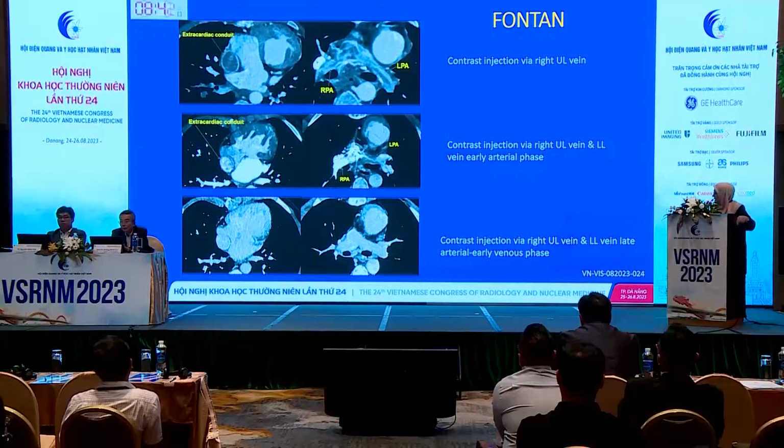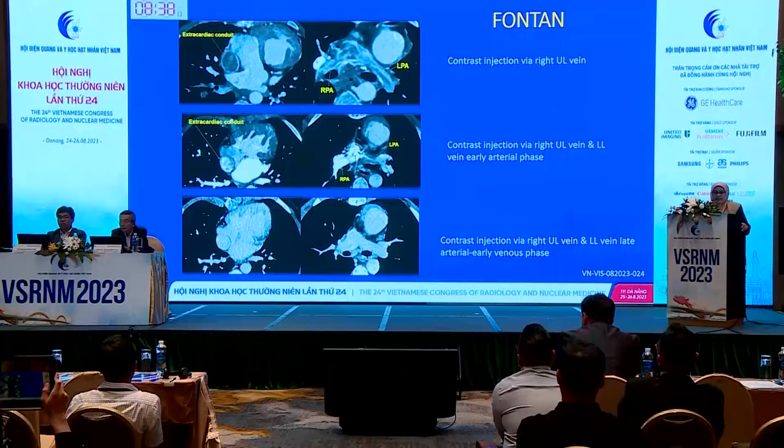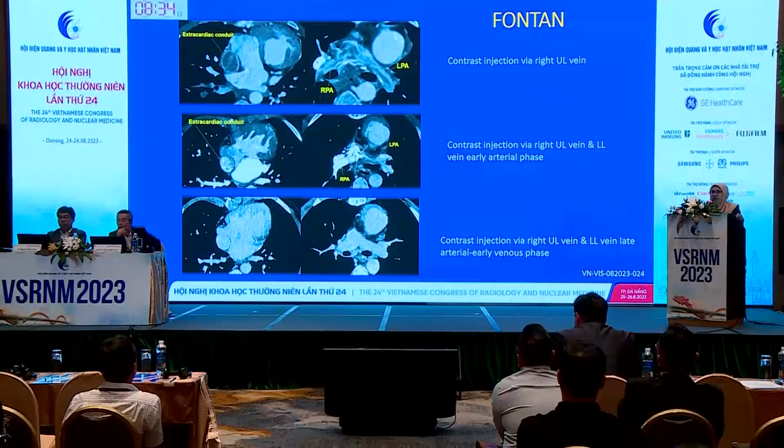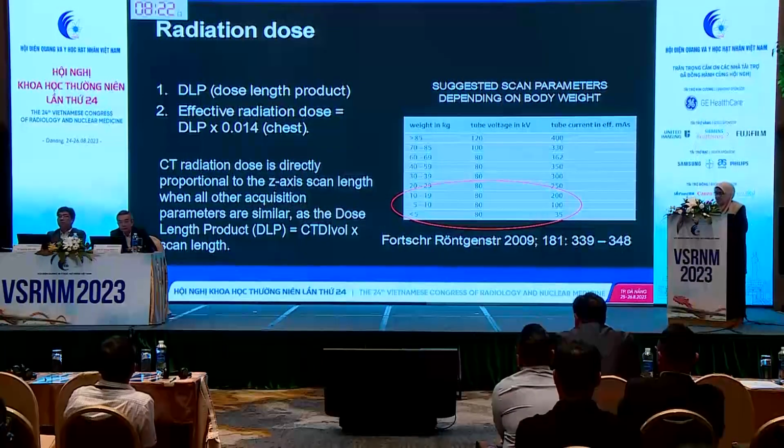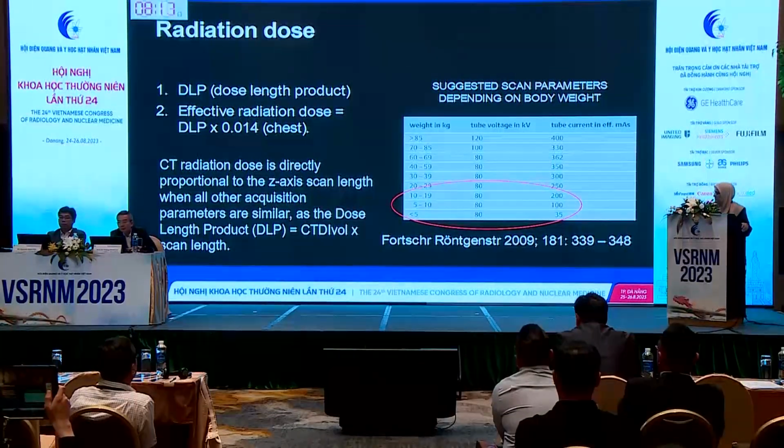So this is one example where you have Fontan scanning where there's an extra cardiac conduit. If you scan too early, you see that there's no contrast inside the conduit. But as you delay further, like in this situation, you have a late arterial and early venous phase, so you have a good opacification. I just have to go briefly for the sake of time.